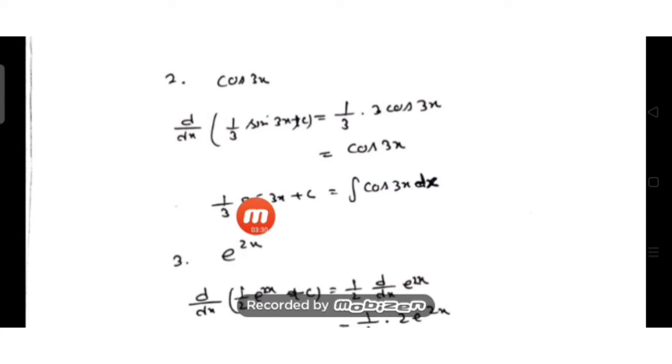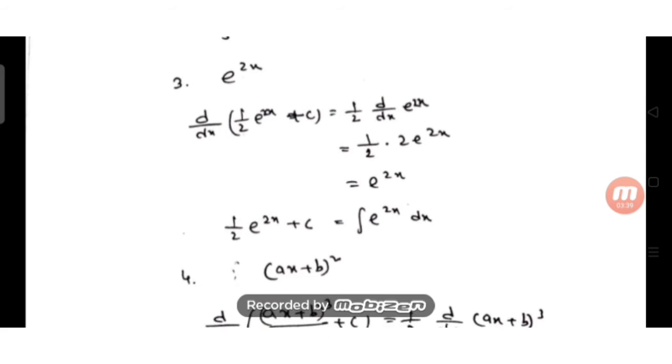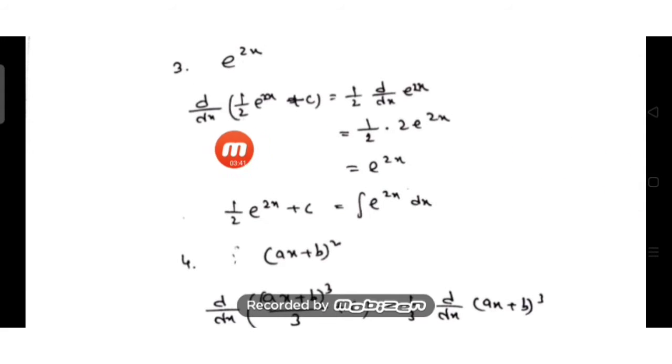So by the definition of integration, 1 by 3 sin 3x plus c is the integration of cos 3x dx. Hope you understand the method. Next I go to question number 3. That is the integration of e to the power 2x, and we have to get this value. For an exponential function, the integration remains as it is.